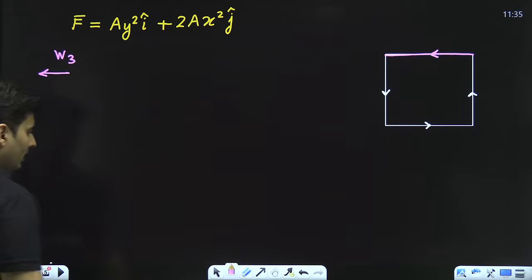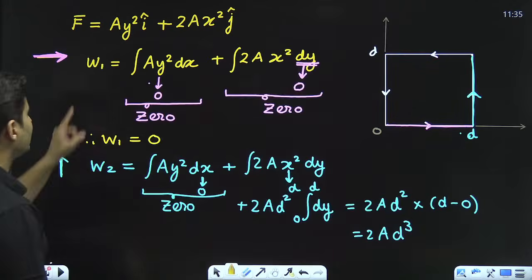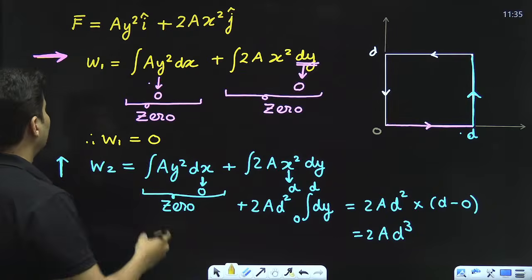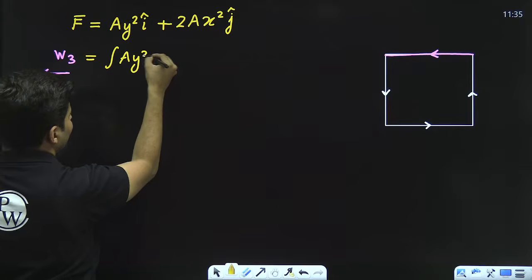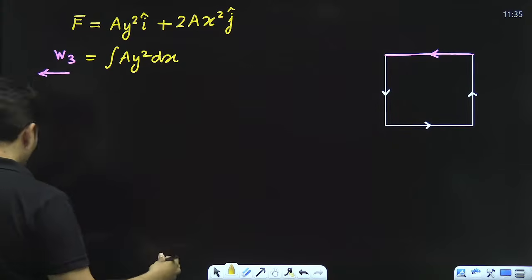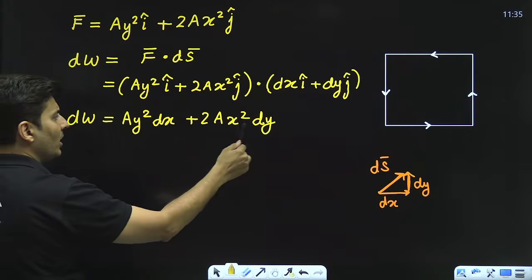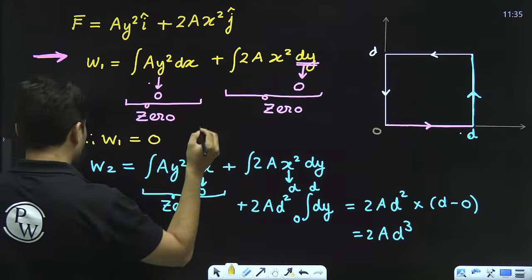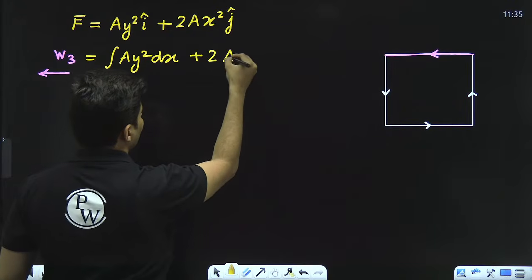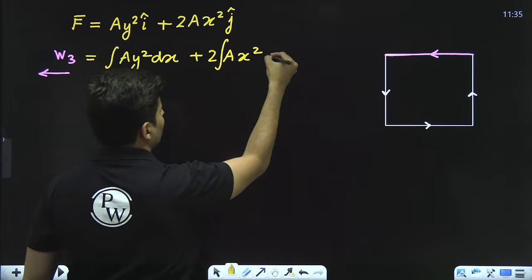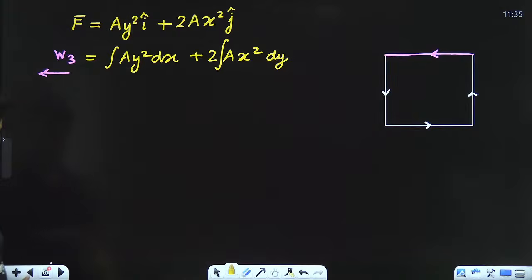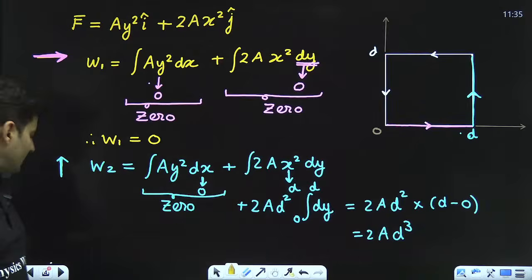What is the work done in that particular third segment? Very similar expression. I'm just using this thing over here, a y square dx. So just using that, W3 will be the integration of a y square dx plus 2a x square dy. This was the generic expression. Same thing what we have done here or here, same thing.